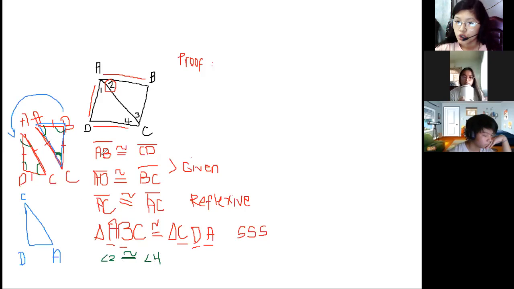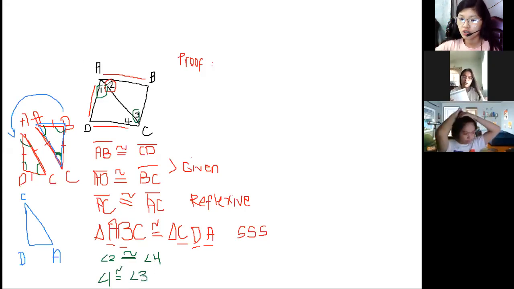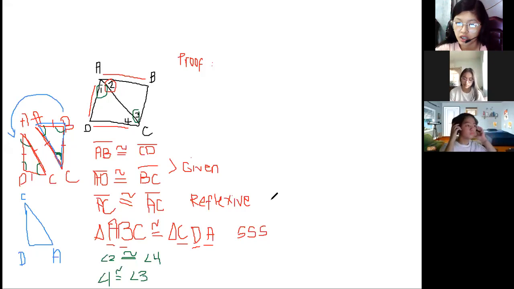And then, yung ating angle 1 niyan ay ang opposite niya is si angle 3. Therefore, they are congruent. So, we have angle 1 is congruent to angle 3. So, since na-prove na natin itong mga congruent angles, papalapit na tayo sa dapat ang mabuo natin is sa parallelogram.